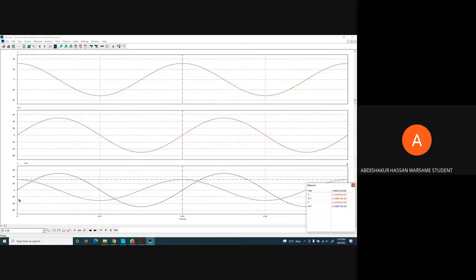What we see here is the voltage is starting from zero and the current is starting after the voltage. Means I'm measuring for the maximum.